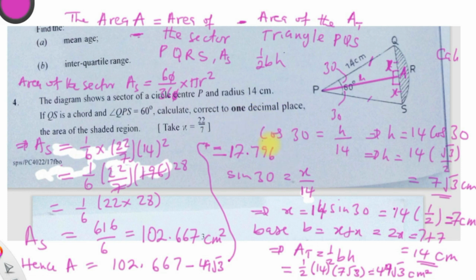One decimal place. So for one decimal place, the next digit is more than 5, so we add 1, which is equal to 17.8 centimeters squared. So this is the area of the shaded portion. Okay, so that is the answer.